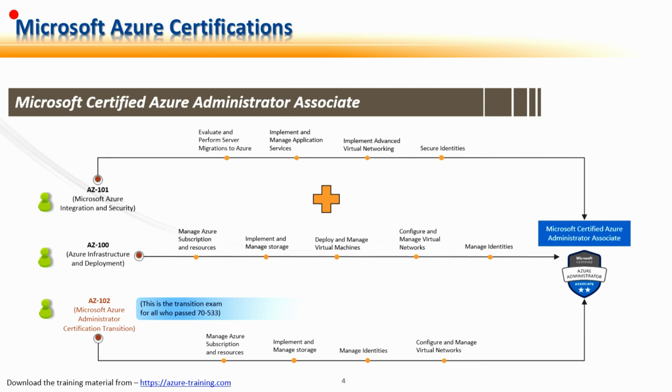AZ-101, which is Microsoft Azure Integration and Security, deals with the evaluation and performance of server migrations to Azure. So this will include scenarios where you want to migrate your on-prem physical or virtual machines to Azure, which will be using Azure Site Recovery or the Azure Migrate tool.